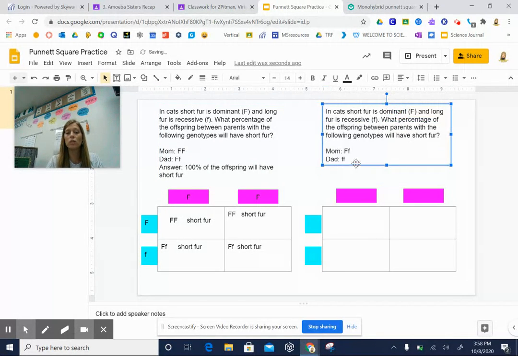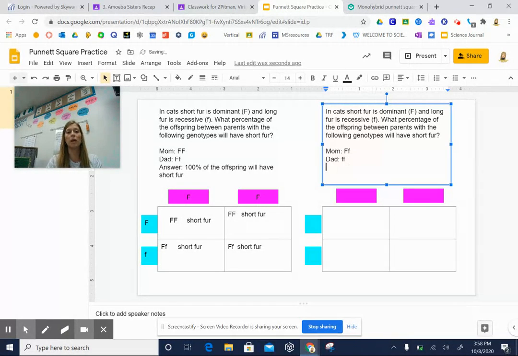So what you're going to do is fill out this Punnett square because over here it's the same thing with the cat fur, short fur being dominant and long fur being recessive. However, we have mom is heterozygous dominant, meaning she has one dominant allele for short fur and one recessive allele for long fur. But dad is homozygous recessive, meaning he has two recessive genes for long fur. So you have to work through your Punnett square and tell me what percentage of the offspring will have short fur in this scenario.